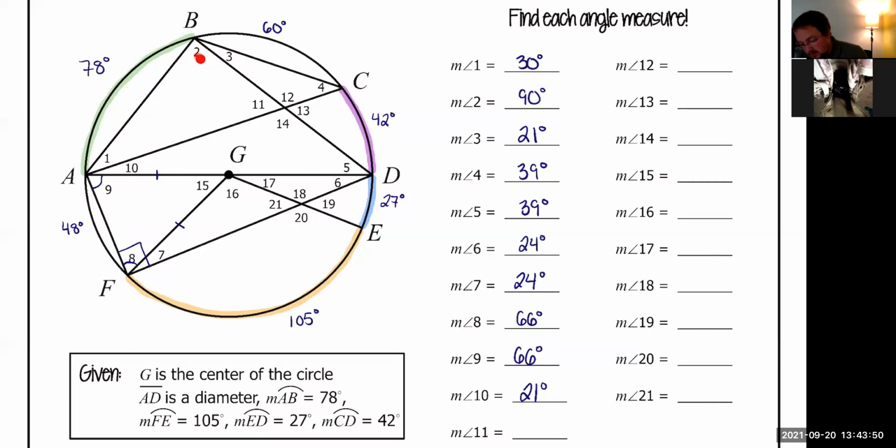So if the whole thing's 180, do I know angles 1 and 2? Yeah. How much was angle 1? 30. How much was angle 2? 90. So that adds up to what, 120? What does that leave us for angle 11? 60.